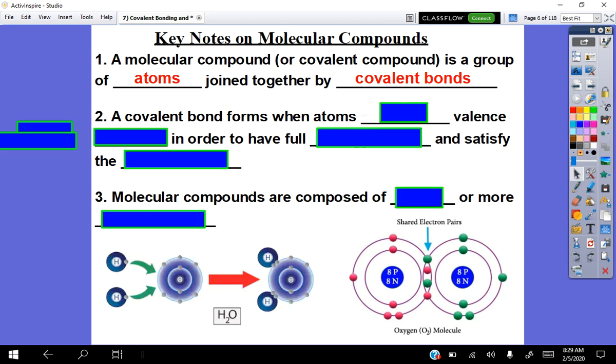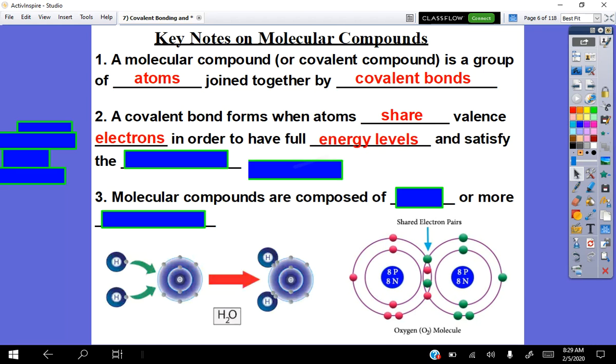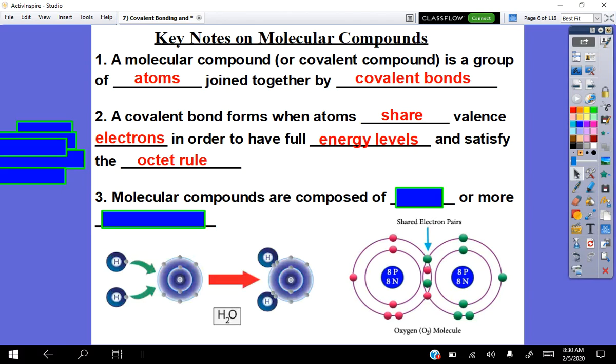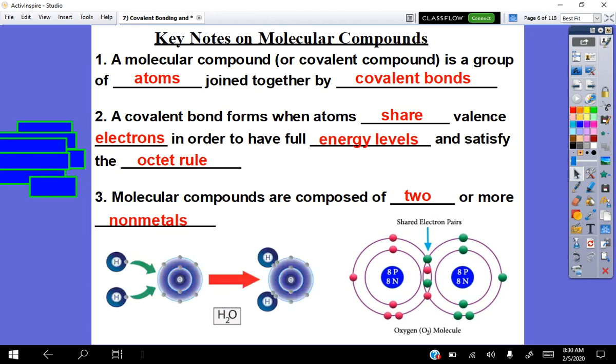A covalent bond forms when the atoms share their valence electrons in order to have a full energy level or a valence shell. And we know we do that so that we can satisfy our octet rule. Typically, molecular compounds have two or more nonmetals. There are a couple of unique cases with polyatomic ions where the polyatomic ions will have a metal and a nonmetal, but they are bonded covalently.